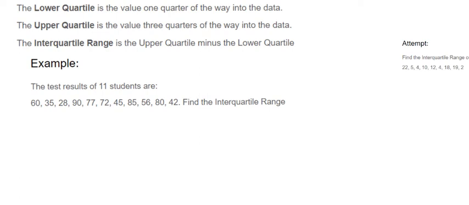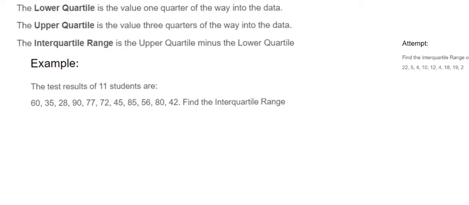So the test results of 11 students are 60, 35, 28, 90, 77, 72, 45, 85, 56, 80 and 42. First thing I'm going to do anyway is I'm going to put them all in order.